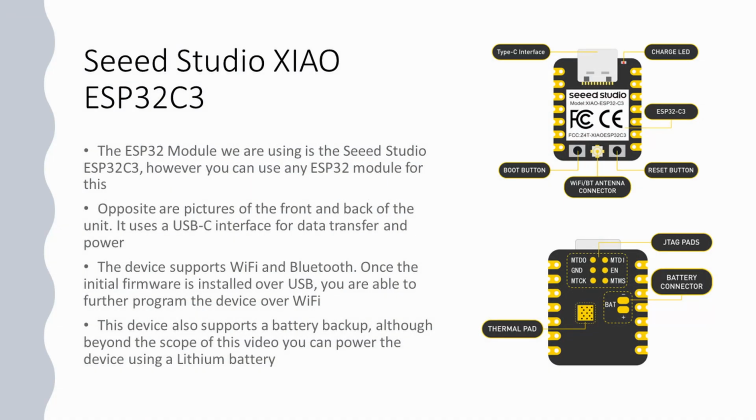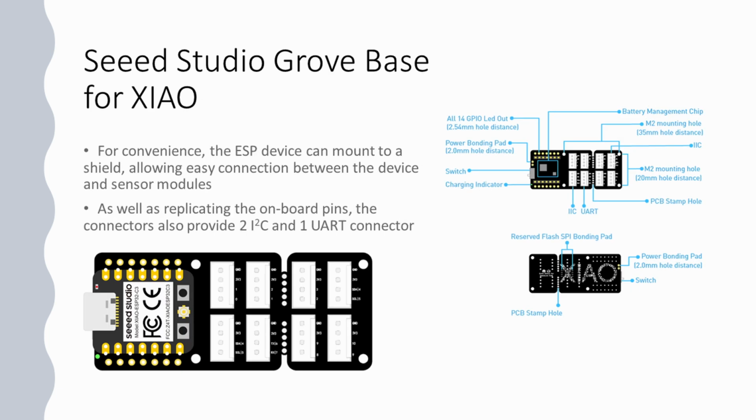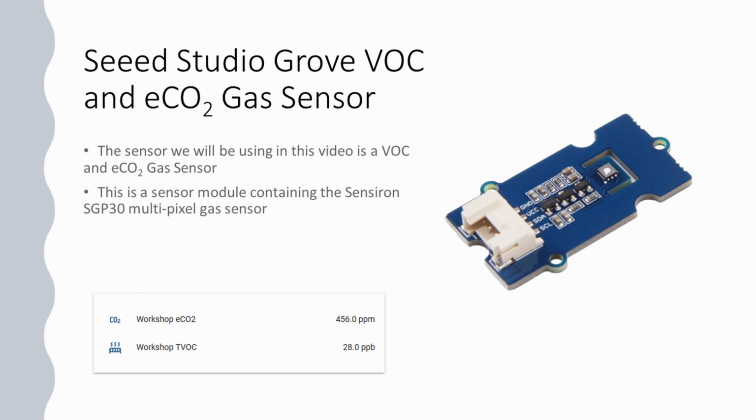We have included some technical information and features about the ESP devices we are using. You can use any ESP32 module for this. As mentioned, the Seed Grove system uses a shield to connect sensors to the device. Shown on screen is the shield and its layout. The specific sensor we're using, the SGP30 multi-pixel gas sensor, is shown on screen. However, you can use any sensor that an ESP32 device can read.